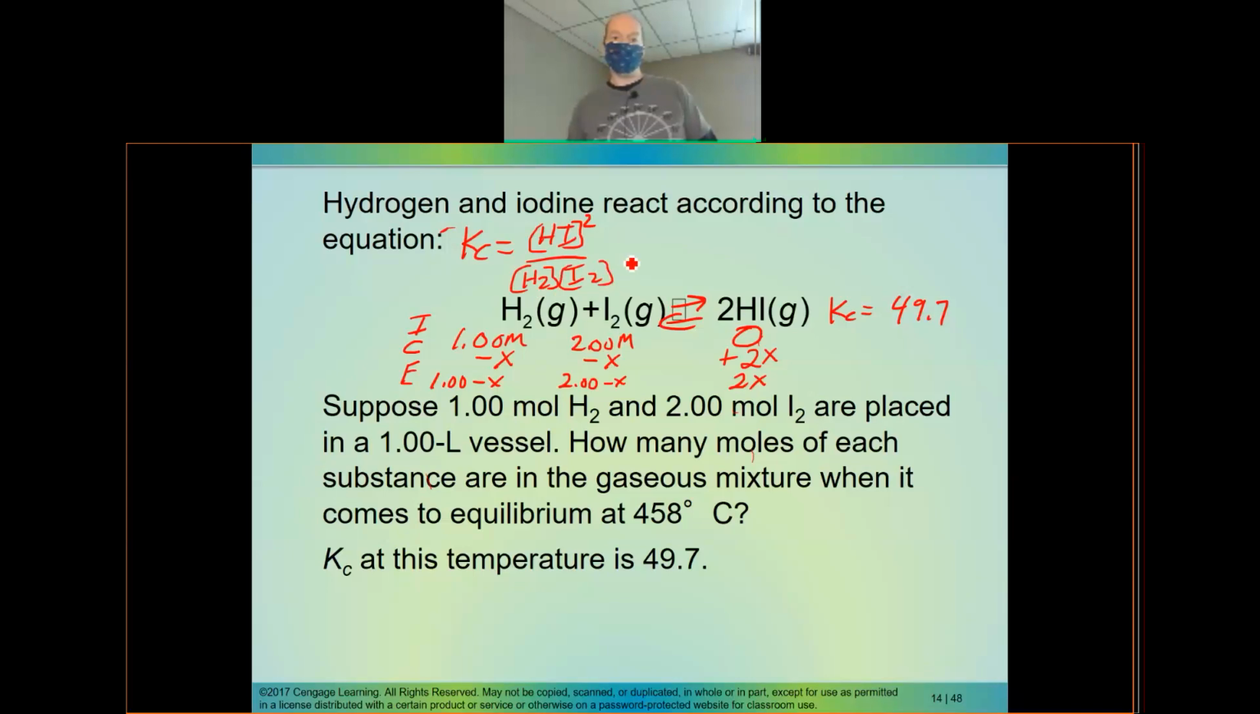All right, and so then you put in your equilibrium numbers. Kc is 49.7. The concentration of HI at equilibrium is 2x. The concentration of H2 at equilibrium is 1 minus x. The concentration of I2 at equilibrium is 2 minus x.